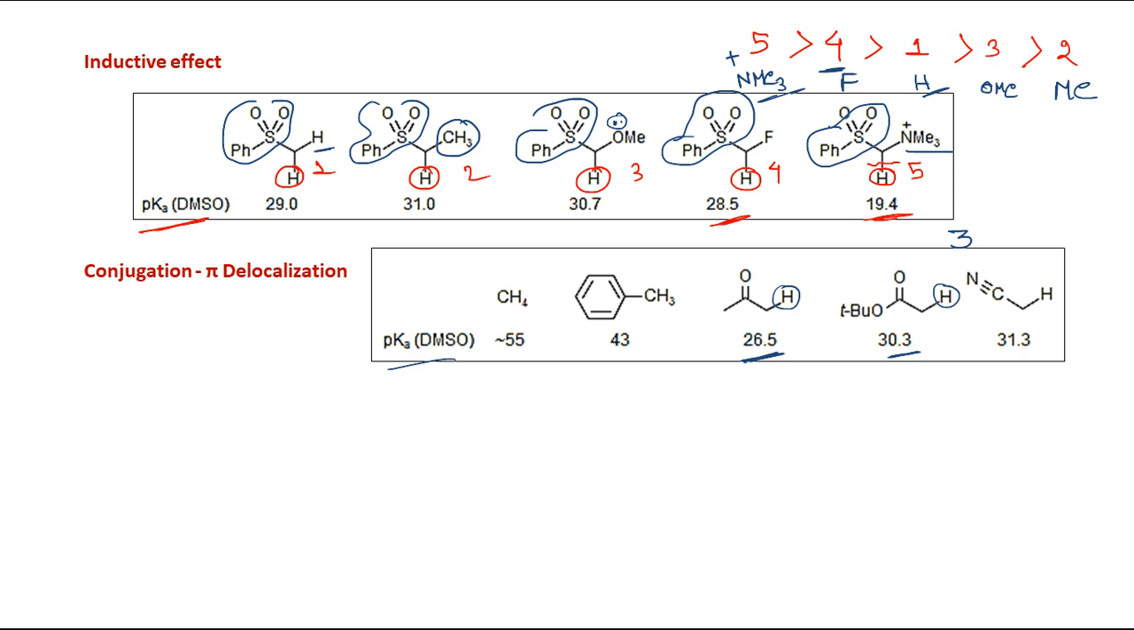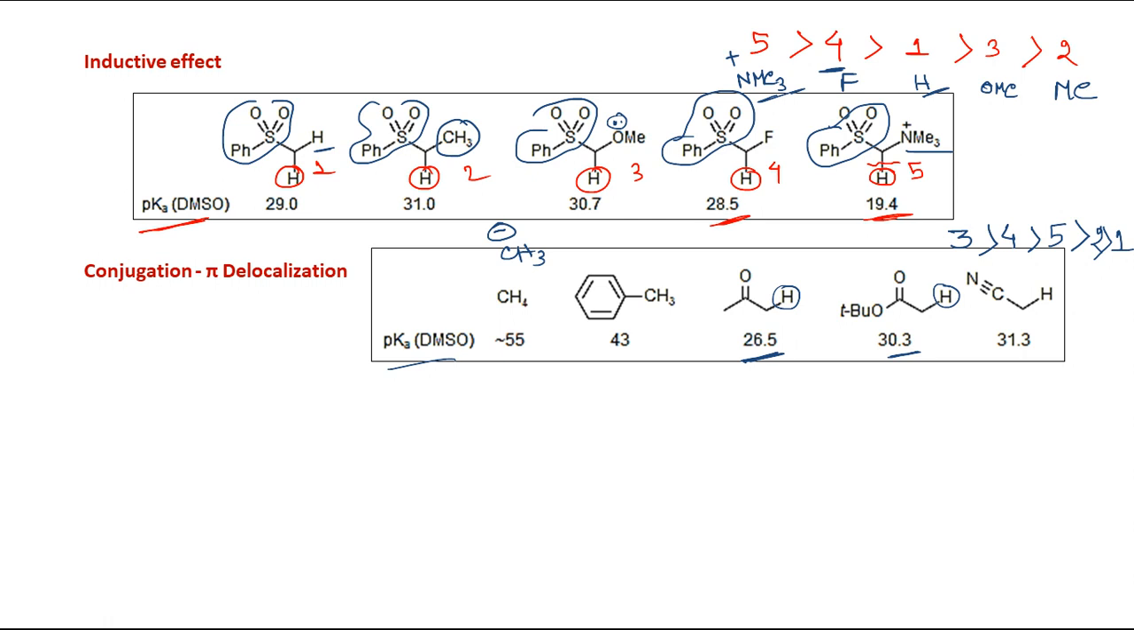So it is 3, then we have 4. After 4 it is 31.3, that means species number 5. Then species number 2, 43, which is basically toluene. And at last methane. This is the lowest, the corresponding carbanion, which is basically CH3 minus, that will have the lowest stability. So from pKa you can do this type of prediction.